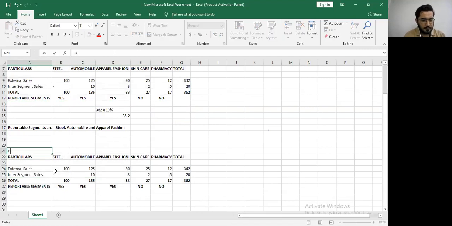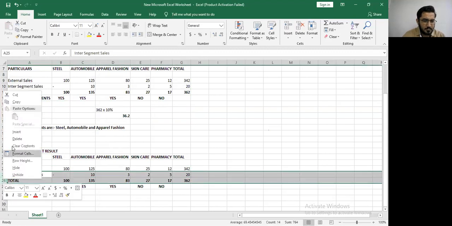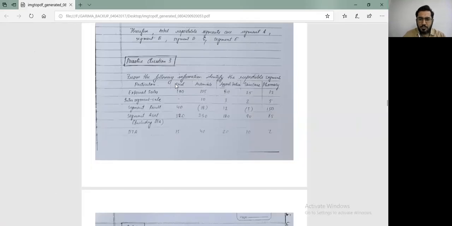Based on segment result. Let's go to the next one. What's your segment result given in the question? Let's check that. Your segment result has 40 profit, 18 loss.